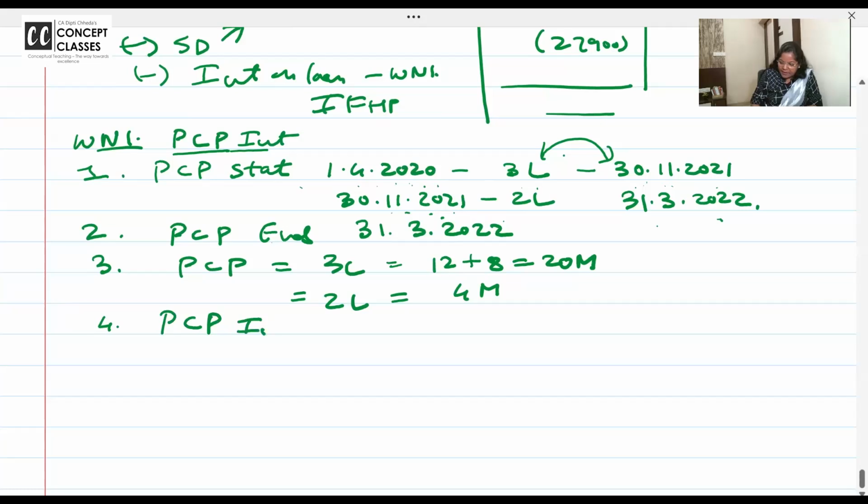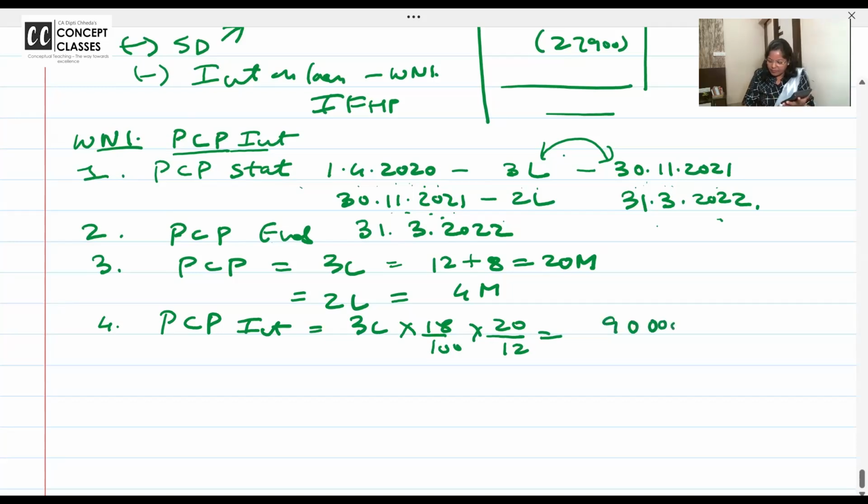Now the pre-construction period interest. On 3 lakh, at what rate have you taken? 18%. For how many months? 20 months, 20/12. So 3 lakh into 18% into 20/12. Then 2 lakh into 18% into 4/12.